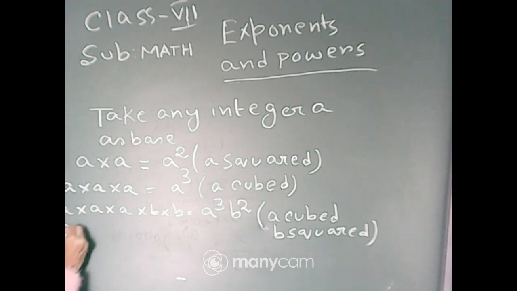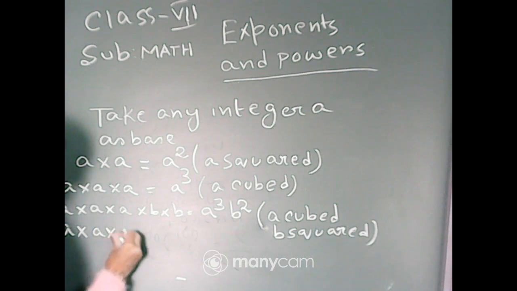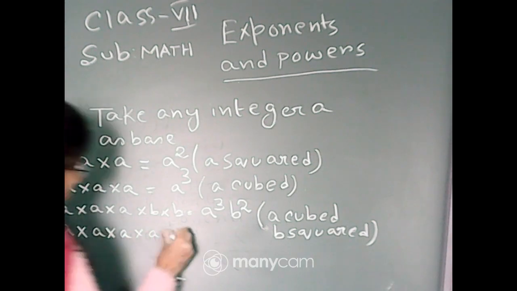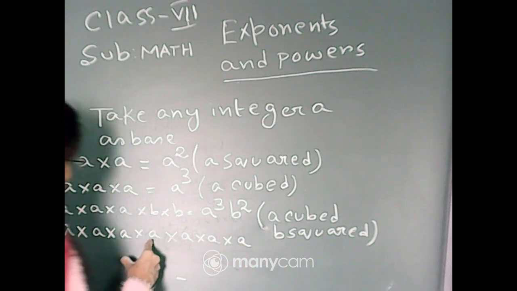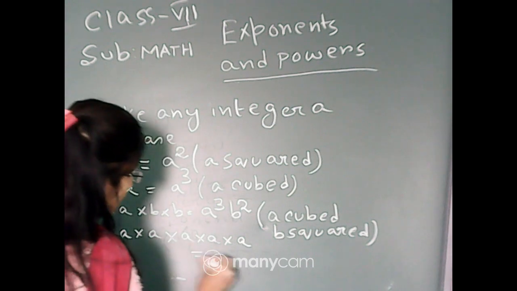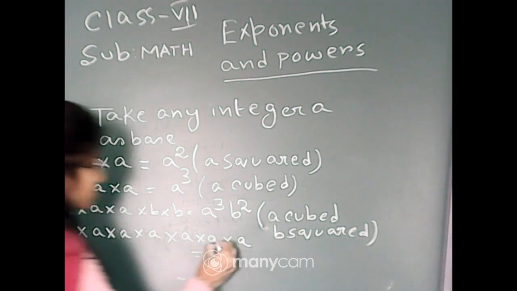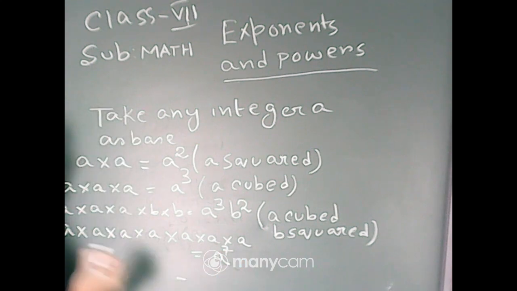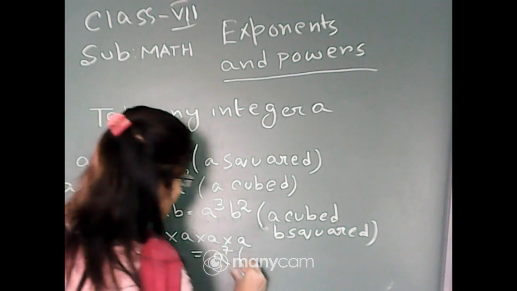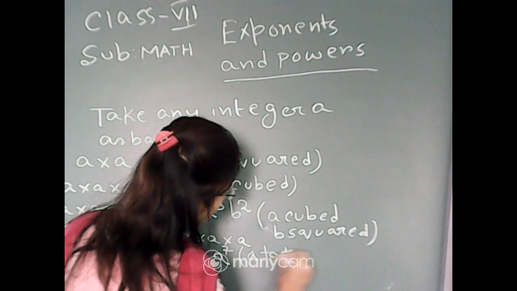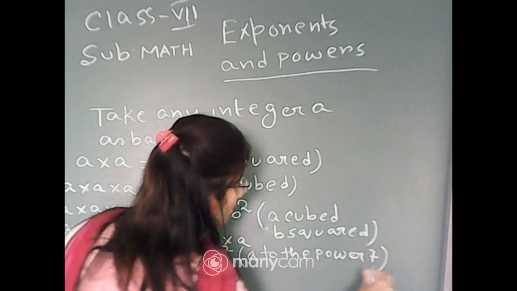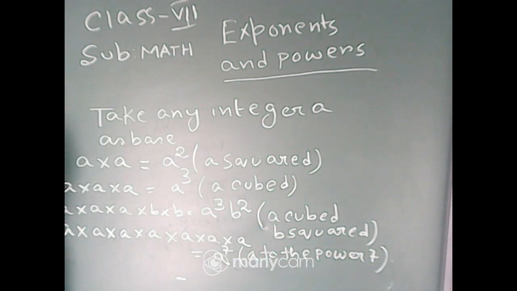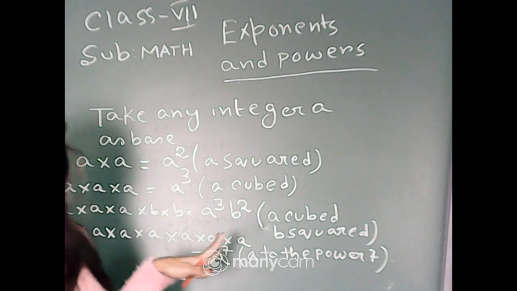Now take a 7 times. Since a is 7 times, the power of a will be 7, and we read it as a to the power 7. Clear? Okay. Up to this portion, any problem?